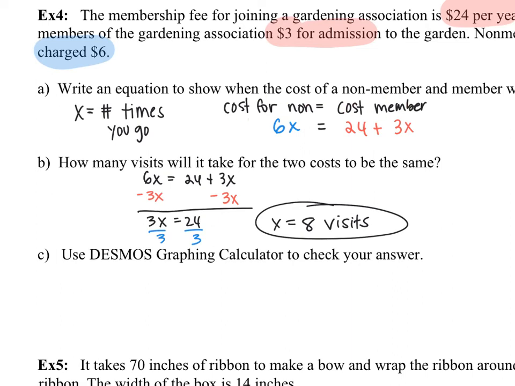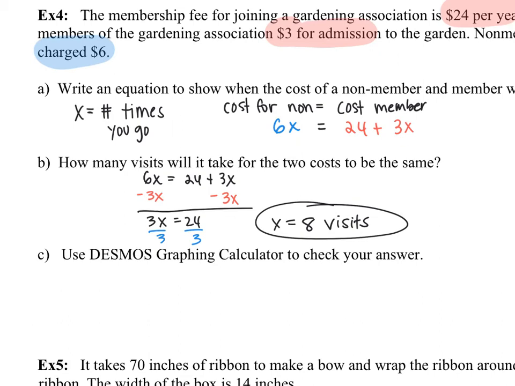I could prove this by just checking what the cost would be for 8 visits for each type of person, a non-member and a member. So for a non-member, it would be $6 per visit times 8 visits would be $48. For a member, it would be $3 per visit for 8 visits for $24, plus their $24 fee, which would be $48. So for 8 visits, the cost for each would be $48.